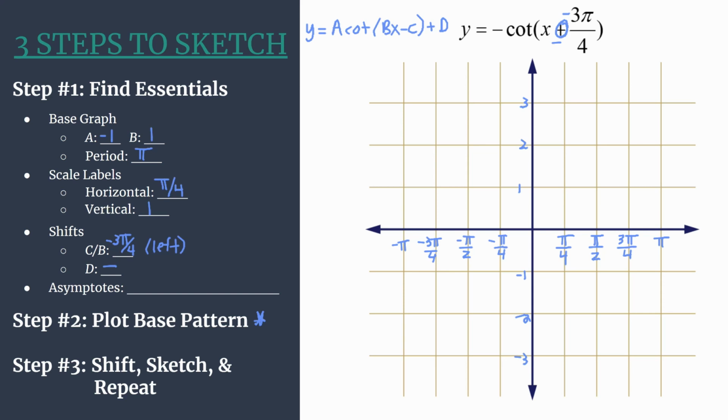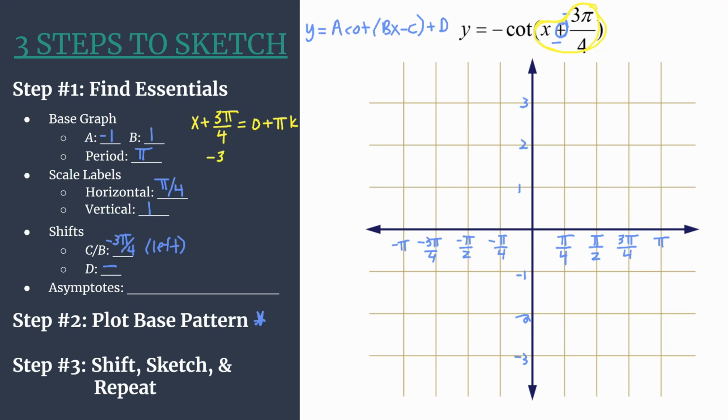And we do that because vertical lines are only affected by horizontal transformations. So we find those horizontal transformations as the inputs of our cotangent function, and we can just write that as x plus 3 pi over 4 here. Set them equal to the parent asymptotes, 0 plus pi k. And then we just solve for x.